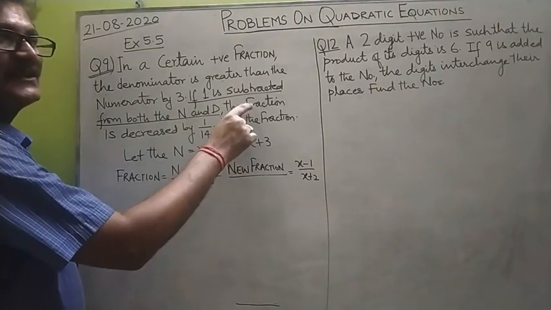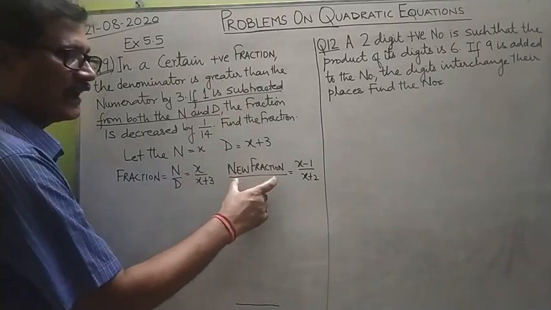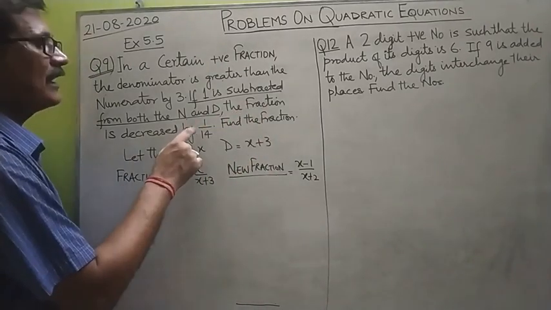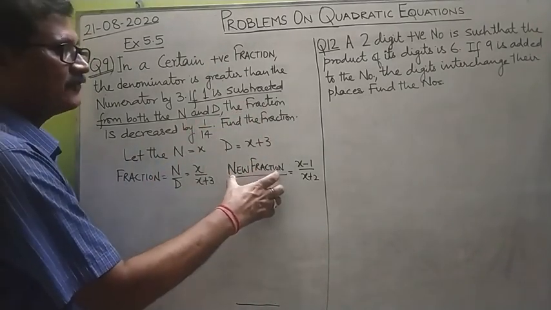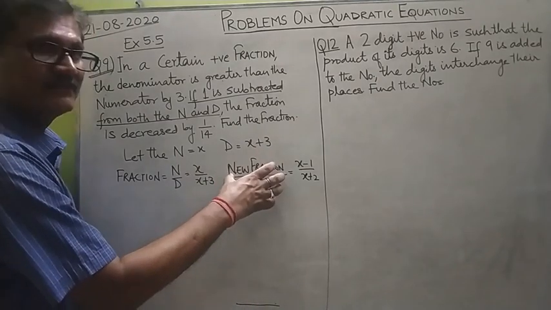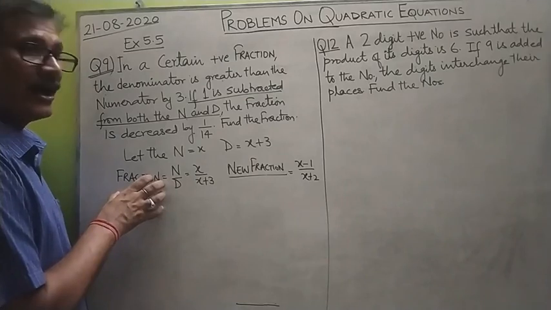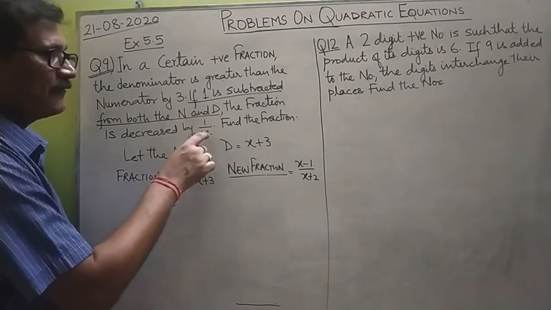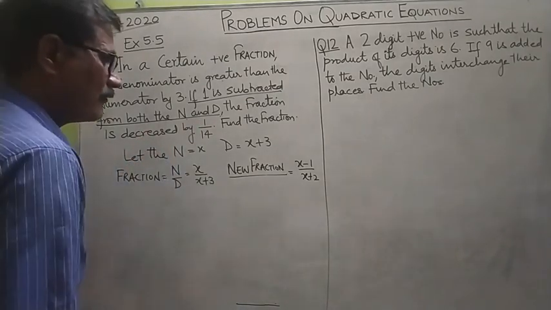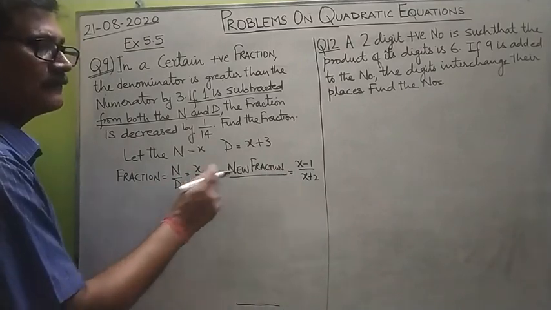The fraction means which fraction is it talking about? It is talking about the new fraction, which is decreased by 1 by 14. This means the fraction is decreased, which means it is smaller. This becomes smaller than the original fraction. And by how much does it become smaller? 1 by 14. So we have to subtract this fraction, the greater minus the smaller.